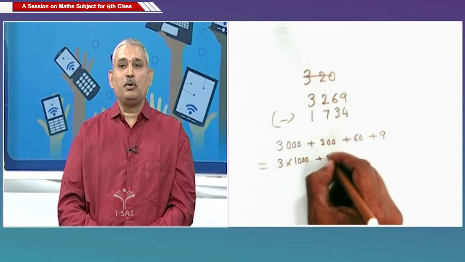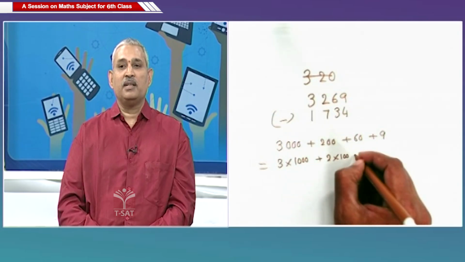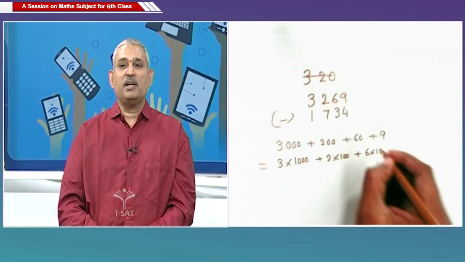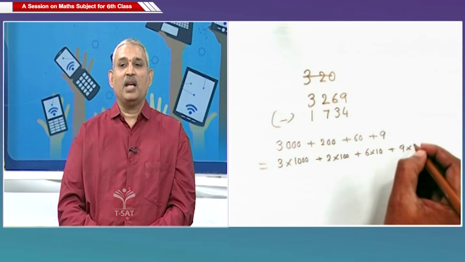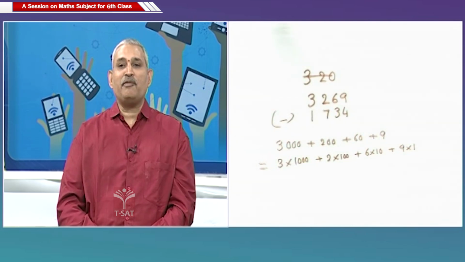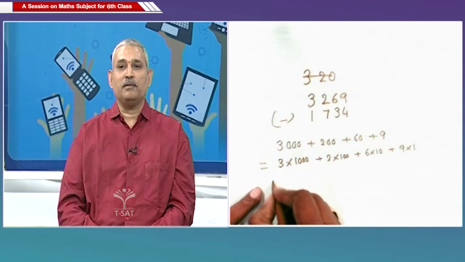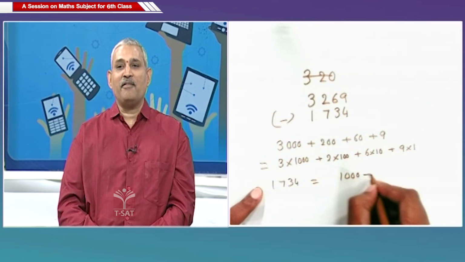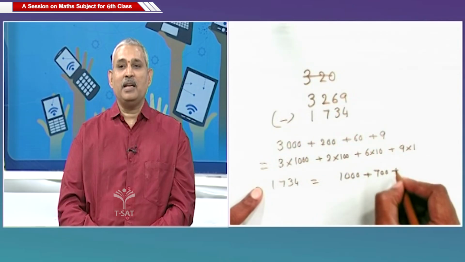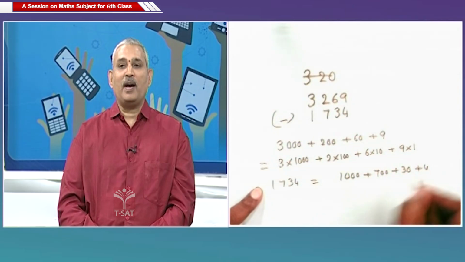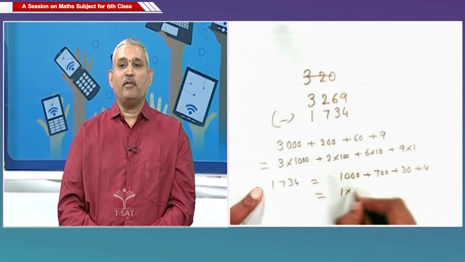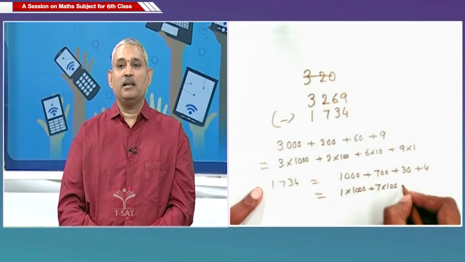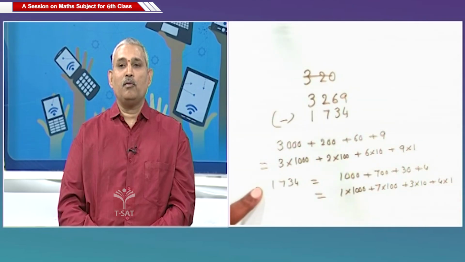plus 2 into 100, 200 rupee notes, plus 6 into 10, 6 ten rupee notes, and 9 one rupee notes. The same thing we can write for 1734: 1000 plus 700 plus 30 plus 4. Further we can write it as 1 into 1000 plus 7 into 100 plus 3 into 10 plus 4 into 1.